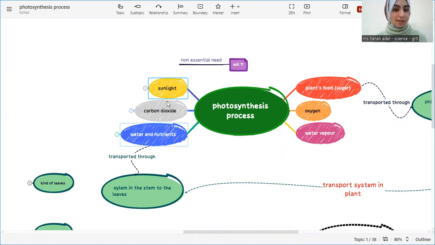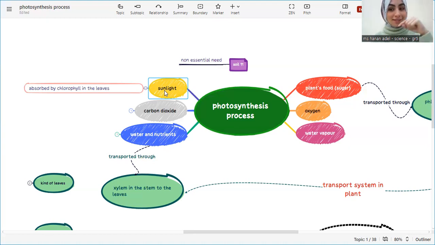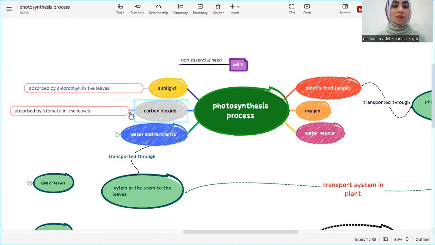How they got these things? Which part exactly in the plant help them to get these things? We have the first one, which is sunlight. The chlorophyll inside the leaf of the plant absorb the light energy from the sun. And what about carbon dioxide? How it enters to the leaf? It enters to the leaves through stomata, which is a holes or tiny opening in the leaf, allow gases to go in and out from the leaf.